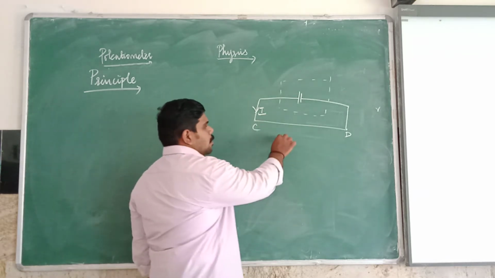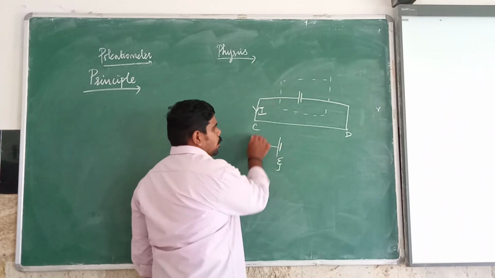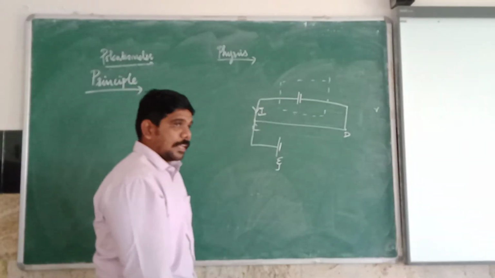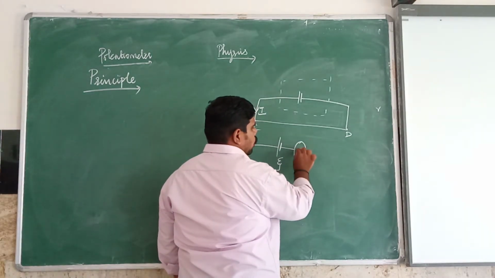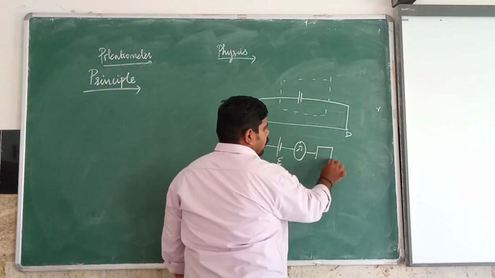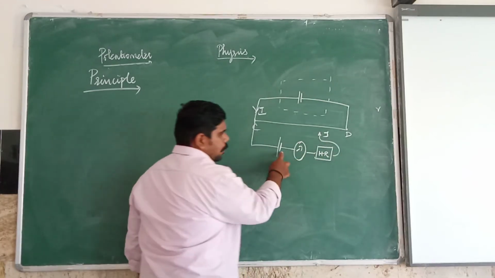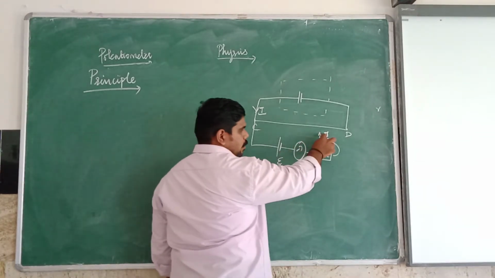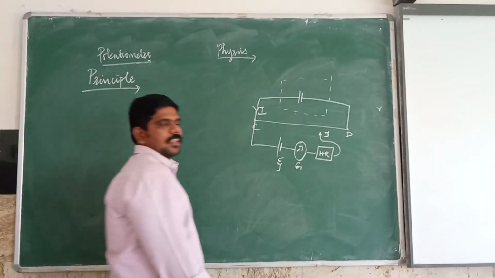Now, the positive terminal of the EMF of a cell, what is that? The positive terminal of the EMF of a cell will be connected to the C end. The negative terminal of the EMF cell will be connected to the jockey through the galvanometer and high resistance.